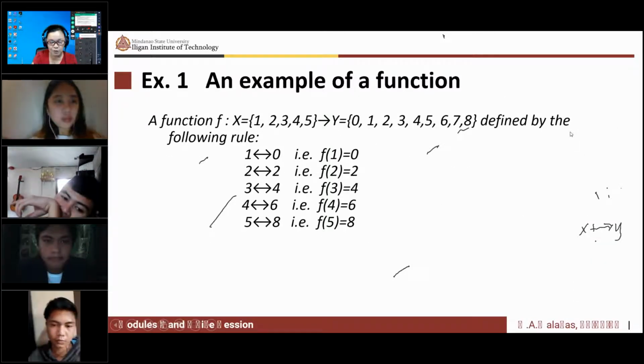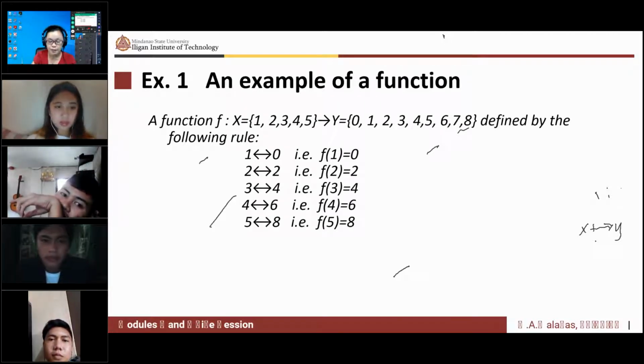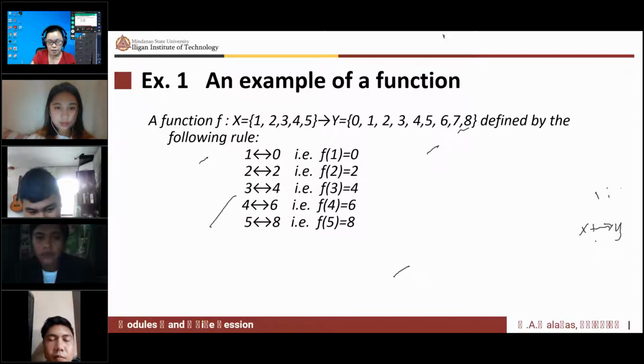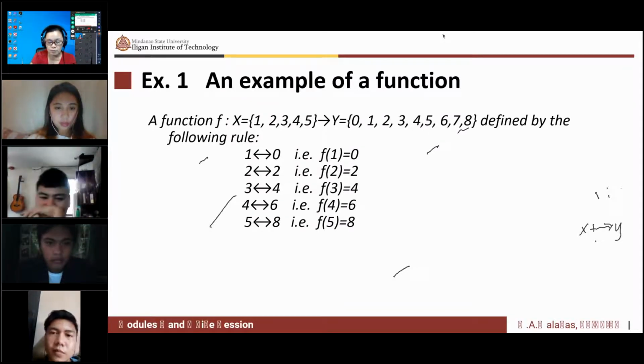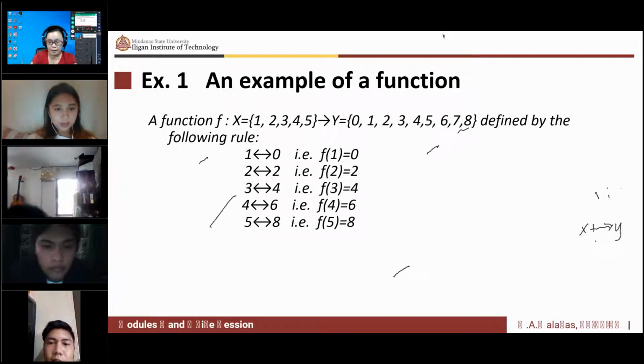Okay, an example of a function is described by this. A function f from the set X, we only have a finite set containing the elements 1, 2, 3, 4, 5 for an easy illustration, is mapped to the set Y containing the elements 0, 1, 2, 3, 4, 5 to 8, defined by the following rule. So 1 is paired to 0. So we write f of 1 equals 0, and then 2 is paired to 2.